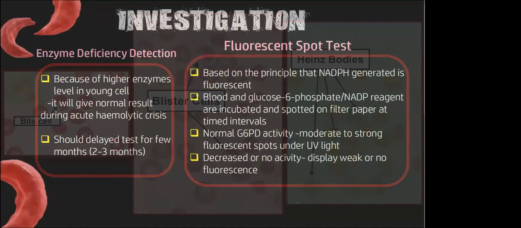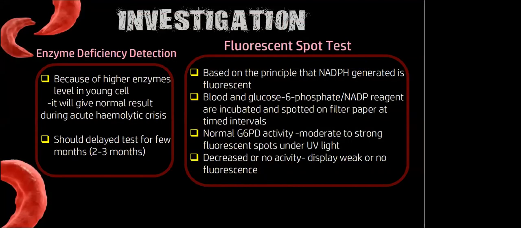Okay, so for the enzyme deficiency detection, remember we have two. Because of the higher enzyme level in the young cells, it will give a normal result during the acute hemolysis crisis. So that's why we should do the test a few months later, 2 to 3 months.